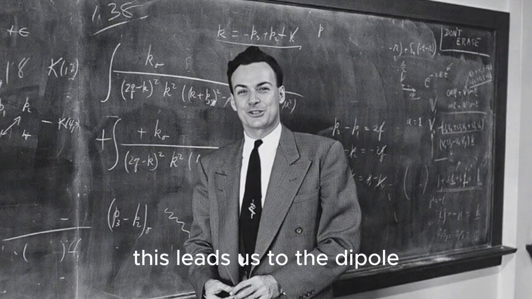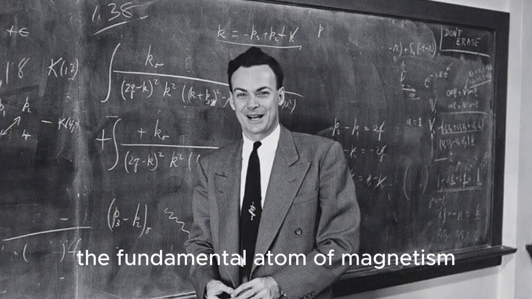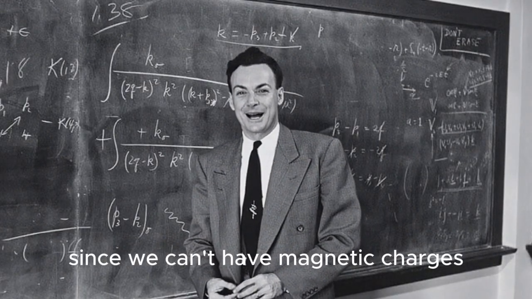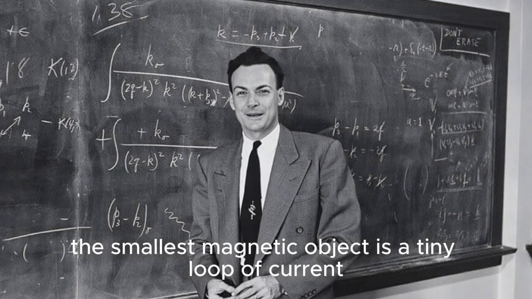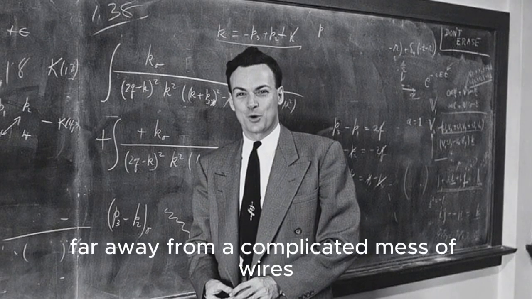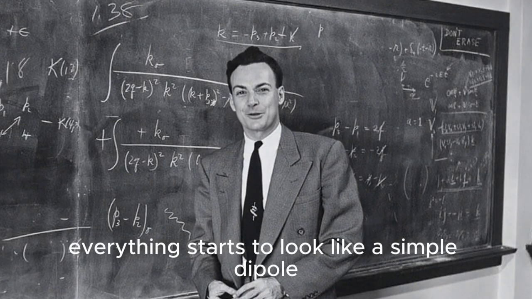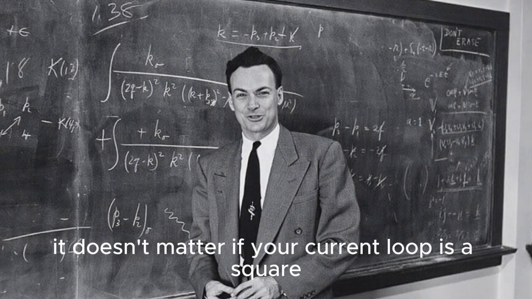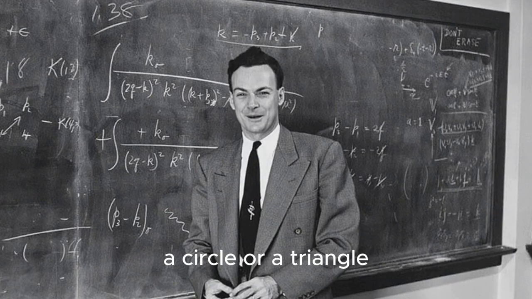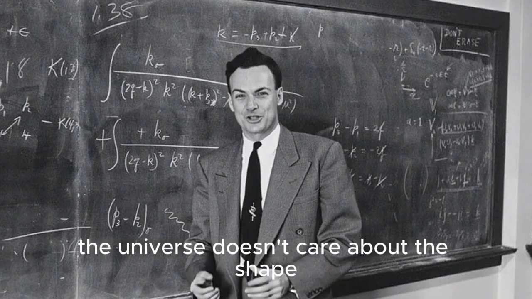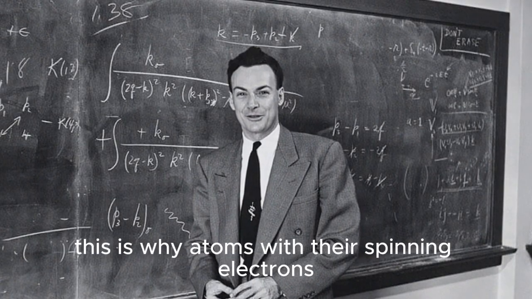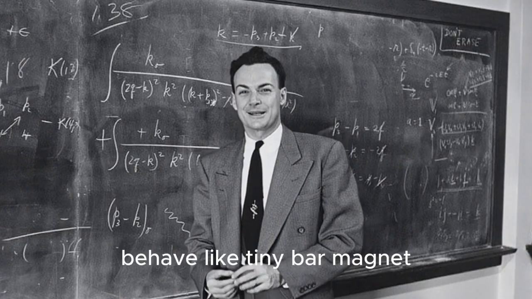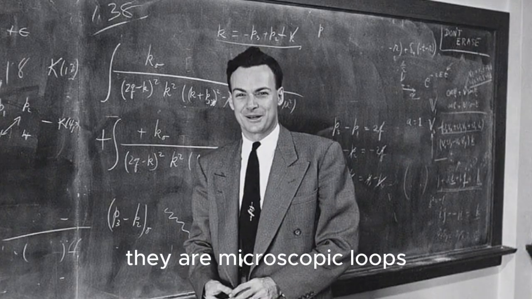distance. This leads us to the dipole, the fundamental atom of magnetism. Since we can't have magnetic charges, the smallest magnetic object is a tiny loop of current. Far away from a complicated mess of wires, everything starts to look like a simple dipole. It doesn't matter if your current loop is a square, a circle, or a triangle. From a distance, the universe doesn't care about the shape. It only cares about the magnetic moment, the current times the area. This is why atoms with their spinning electrons behave like tiny bar magnets. They are microscopic loops.